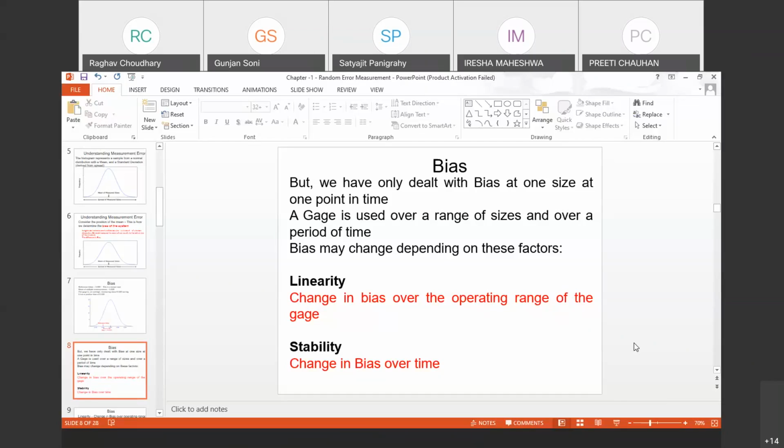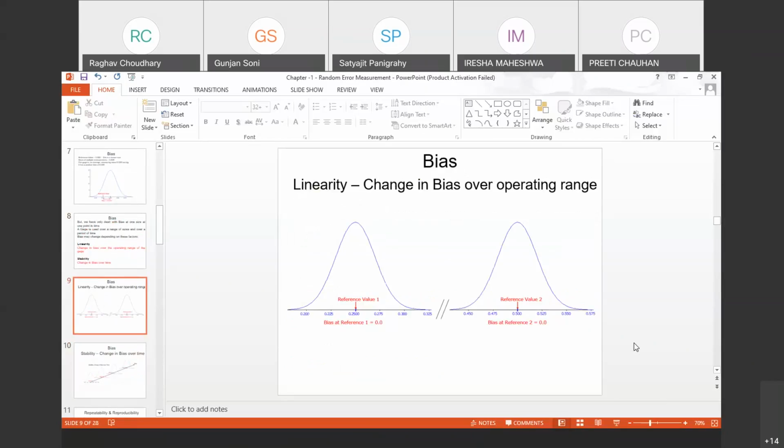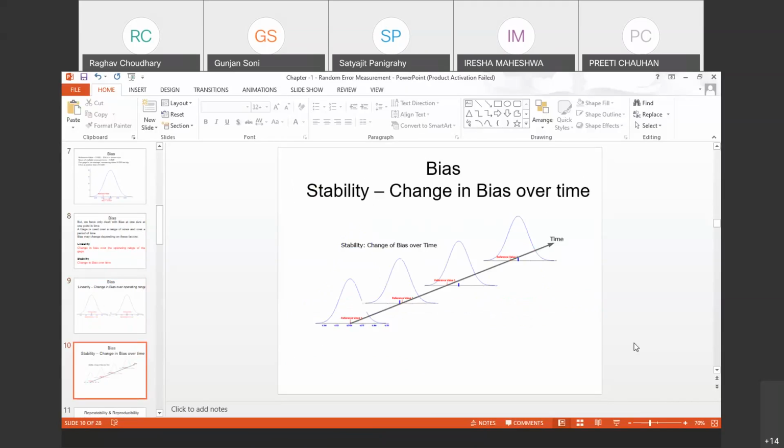So how do we examine these, linearity and stability? For example, you can see over here that the bias at reference is 0, and so we can see over here that the bias may change. This is just an example of linearity, that your operating range is from 0.2 to 0.575. So the kind of bias which you may expect at a reference value of 0.25 may not be the same as that at 0.25. Then this is stability, that is, change in bias over a period of time. As the time progresses, the small blue line given over here is indicating an increase in bias, right? So this is the meaning over here.